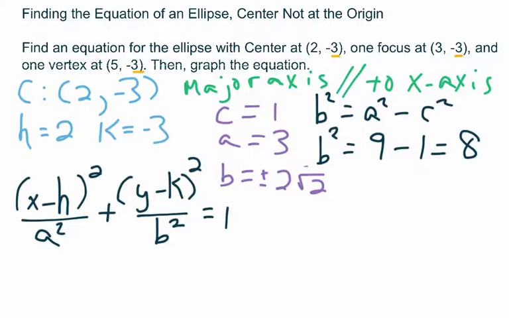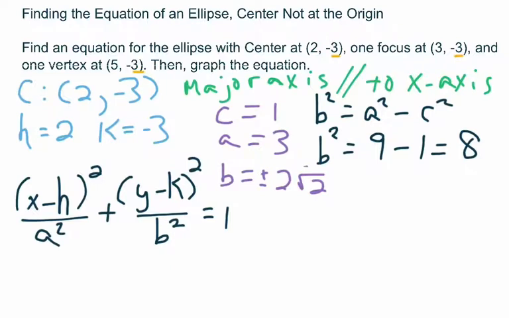The form of our equation is (x minus h) squared over a squared plus (y minus k) squared over b squared equals 1. Note that a squared is under (x minus h) squared. A squared is always found associated with the major axis. And so since the major axis is the x-axis, that's why a squared is listed below (x minus h) squared.